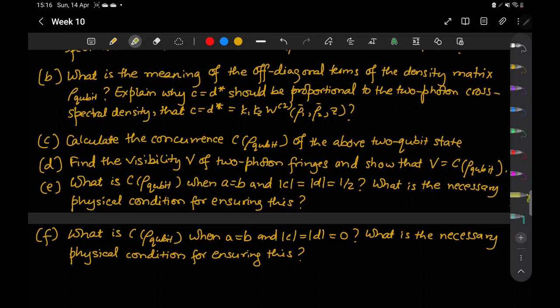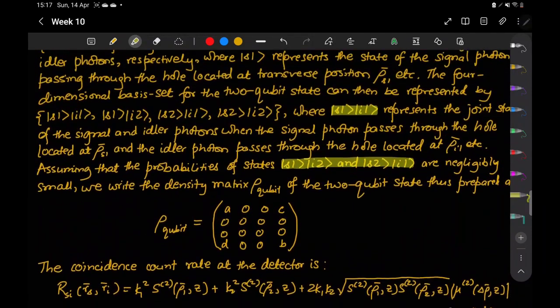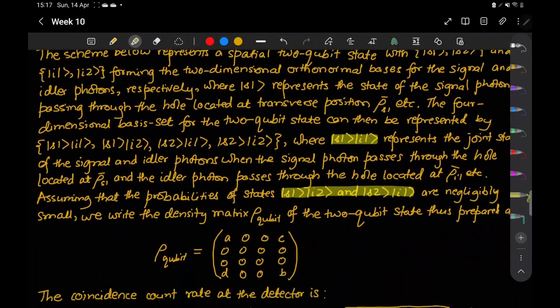Part E. What is C when A equals B and mod C equals mod D equals half? What is the necessary physical condition for ensuring this? And part F. What is C when A equals B and mod C equals mod D equals 0? What is the necessary physical condition for ensuring this? So all these parts are there to this, and just go through this for a few minutes and then we will solve.